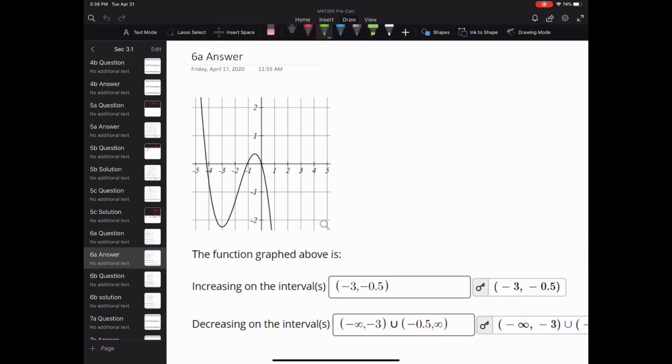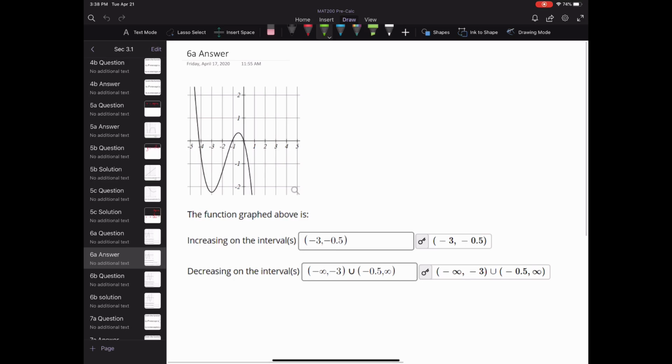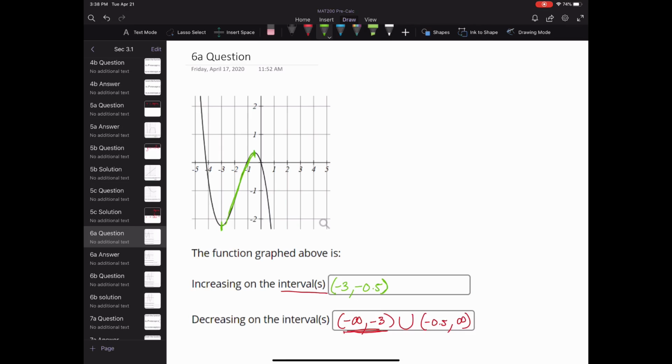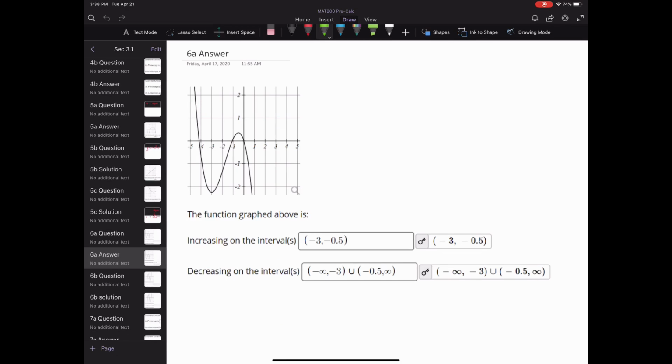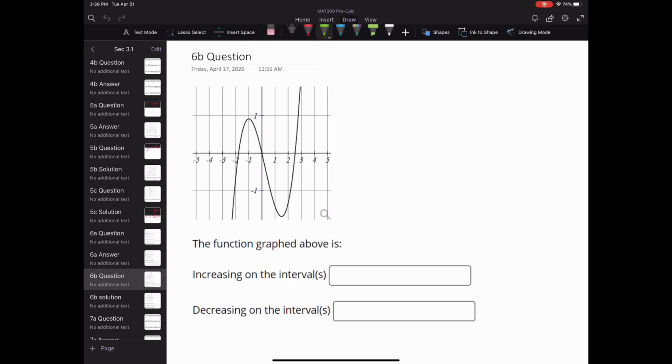Here are the answers in digital form. Yeah, that looks about right. So I'll let you try this one, and then we'll discuss the answer. So pause.